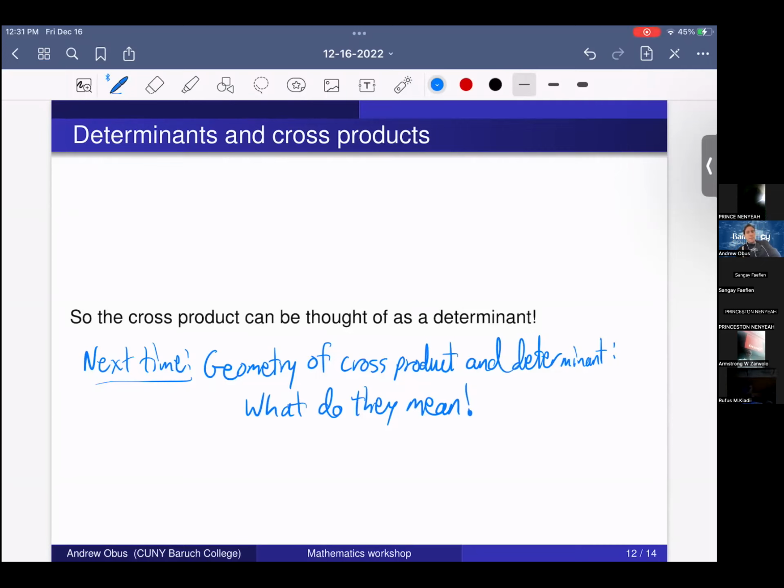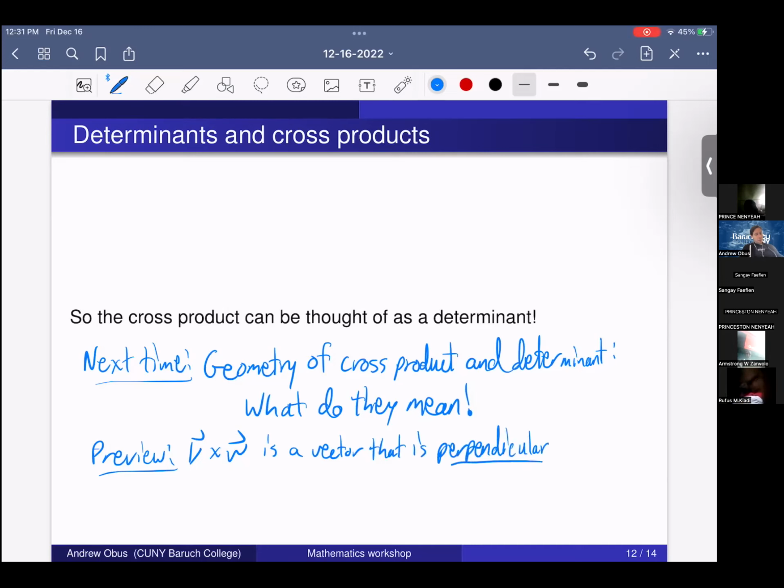And so maybe you've seen, if you've studied some physics, cross products sometimes show up when you're calculating torque and when you're calculating rotational motion and things like this. But one of the things that it means, just a preview, and then I'll stop, is that if I take the vector v and I cross it with a vector w, this is a vector that is perpendicular to both v and w.